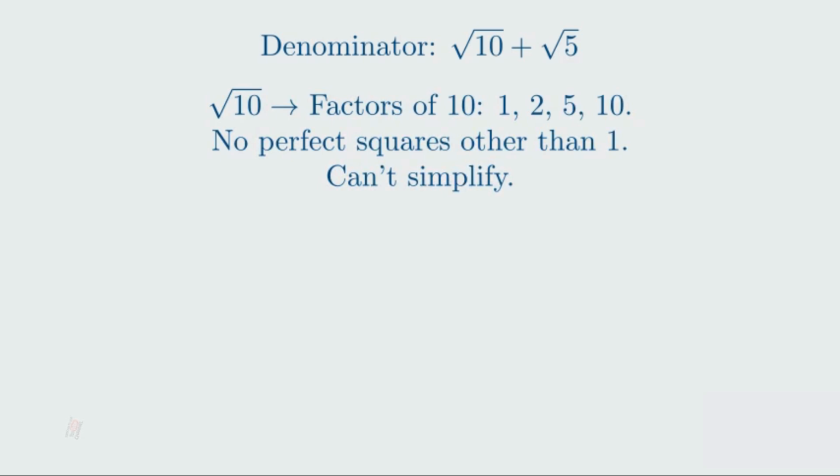How about the square root of 5? It's a prime number, so it has no factors other than 1 and itself. Therefore, the square root of 5 also cannot be simplified further. So, the denominator remains the square root of 10 plus the square root of 5. So, we're back at this point. We have 5 divided by the sum of square root of 10 and square root of 5, all raised to the 10th power.